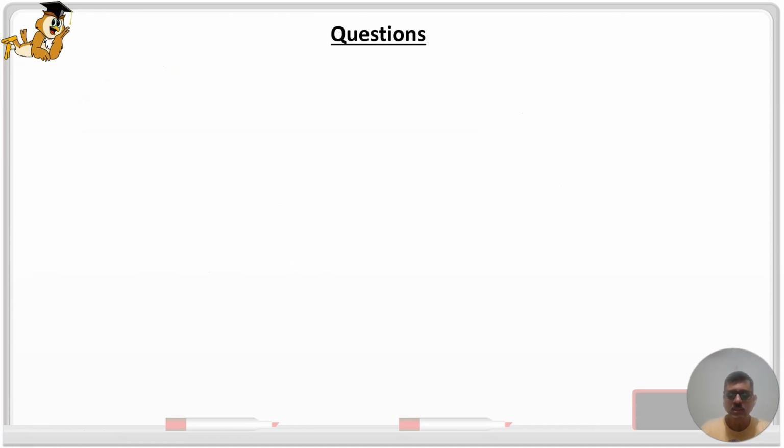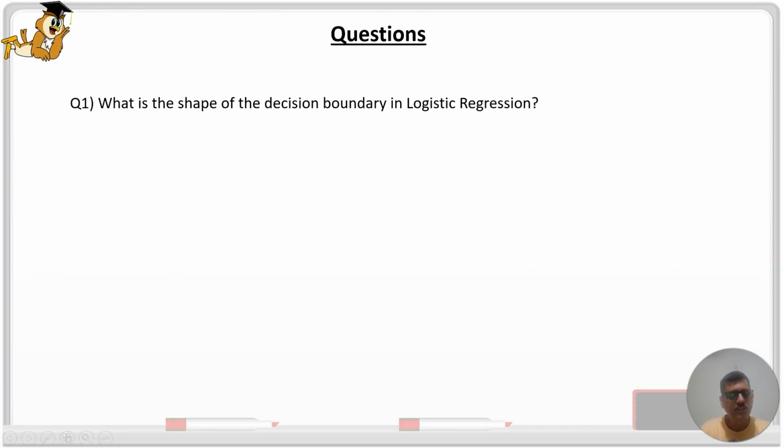Okay, that brings us to the end of this lecture, and as always, I have a few questions for you. My first question is, what is the shape of decision boundary in logistic regression? If you have been paying any attention to the last half hour, this question should be trivial to answer.